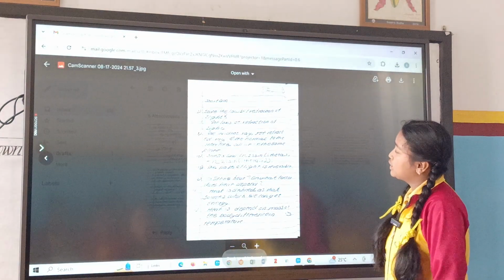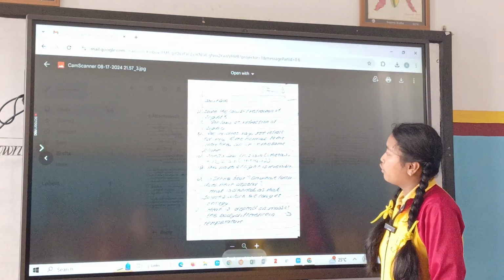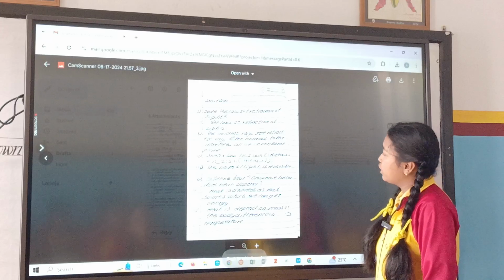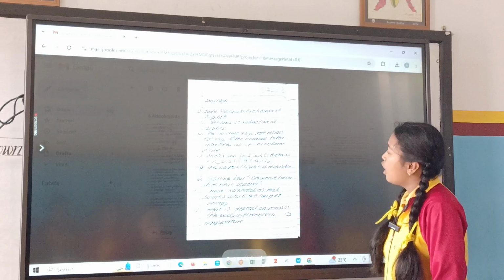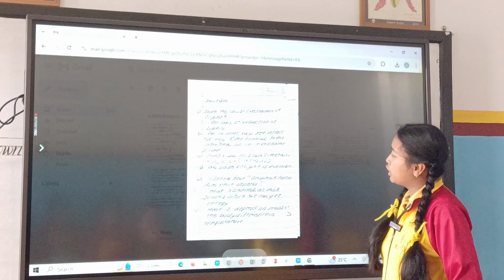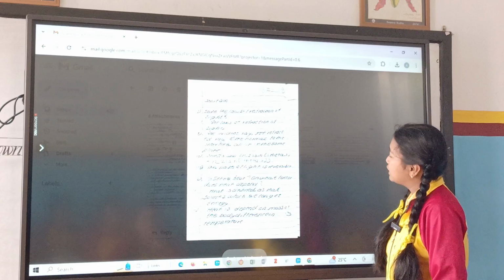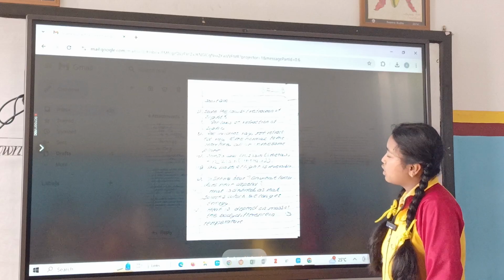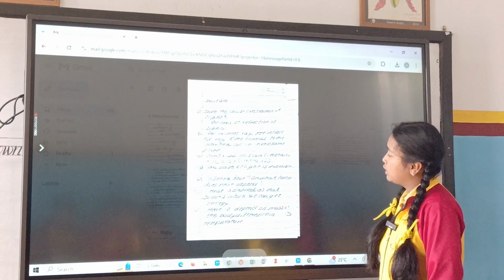Short question answer. State the law of refraction of light. The incident ray, refracted ray, and the normal to the interface all lie in the same plane. Mu is equal to sine angle i by sine angle r.